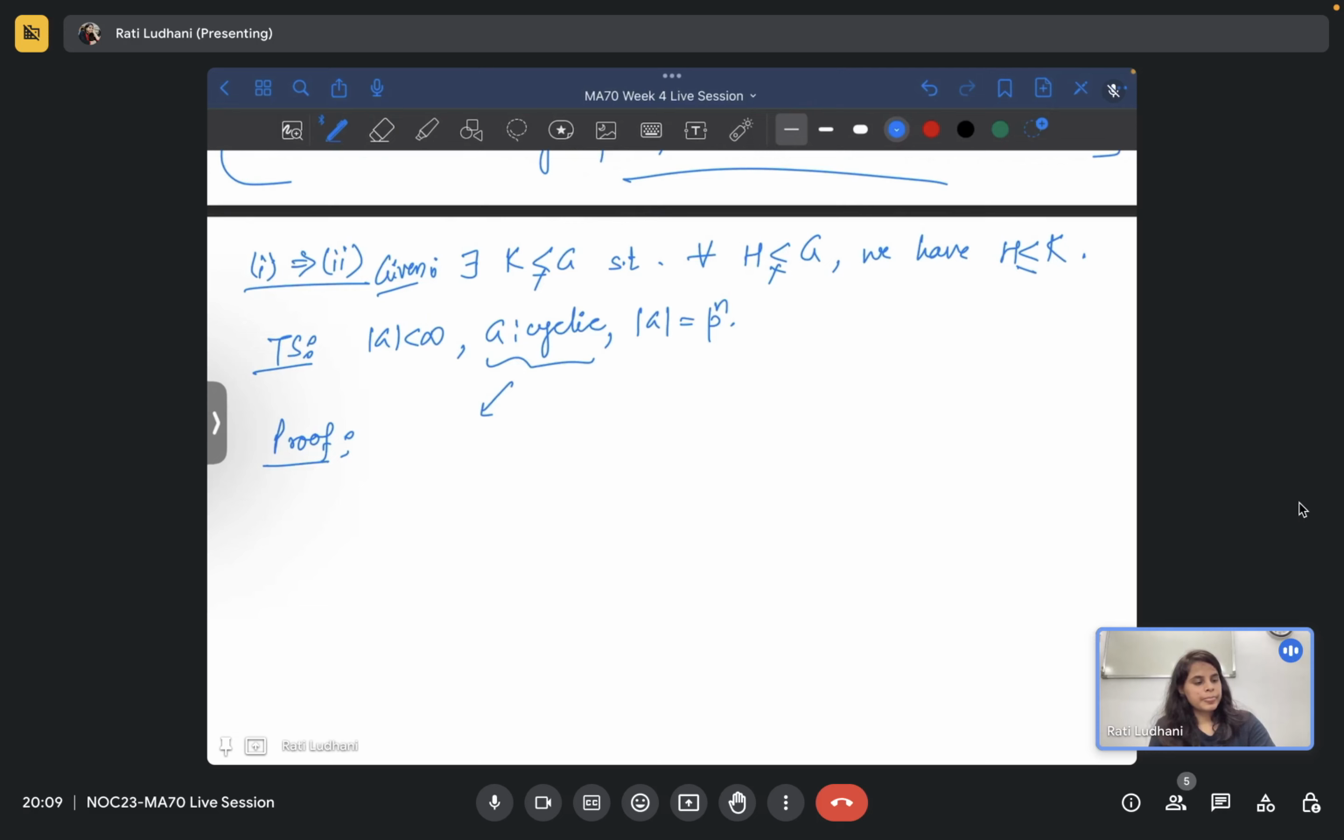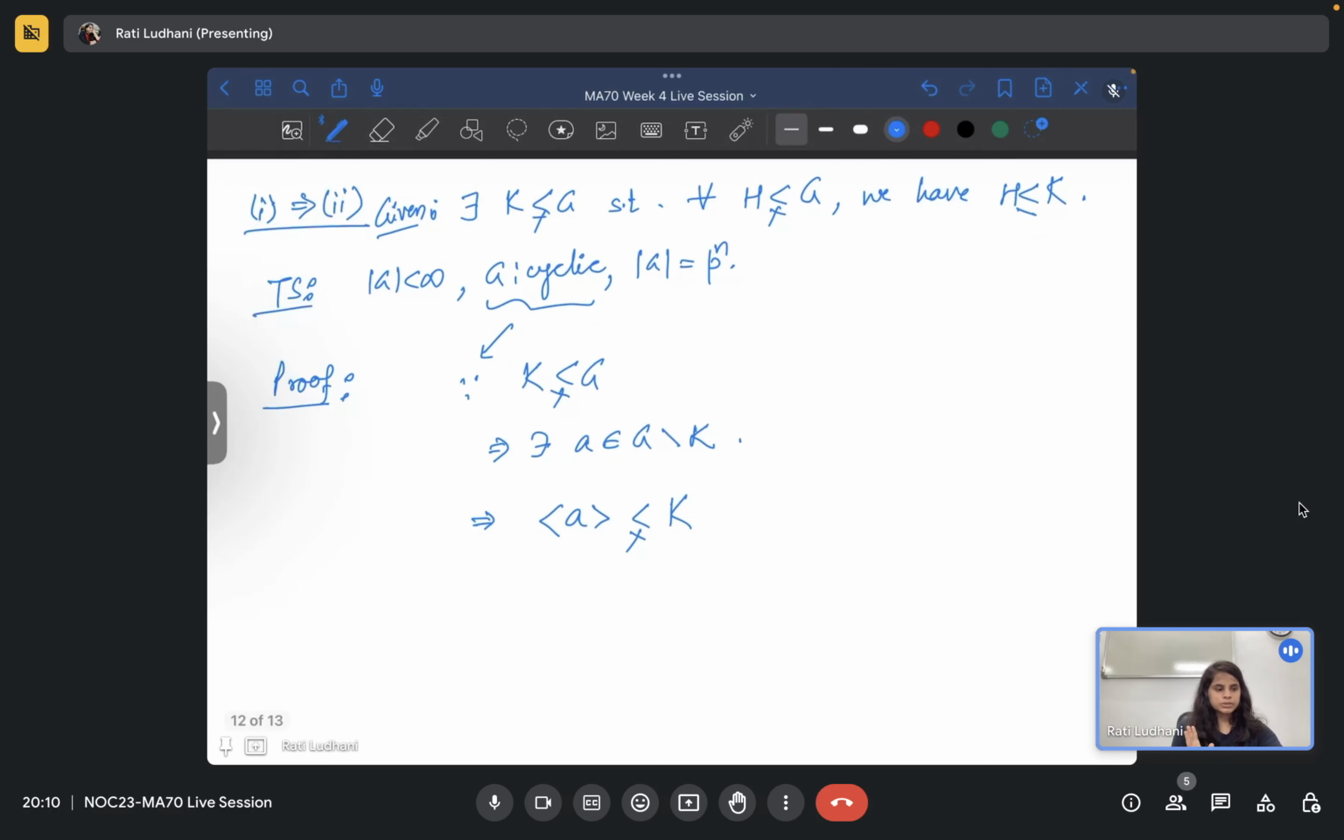Since K is a proper subgroup of G, this implies there exists some a belonging to G minus K. So there exists some element in G which is not in K. Now take the subgroup generated by a. Since a does not belong to K, this cannot be a subgroup of K.